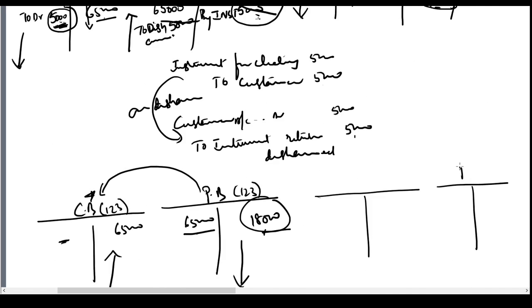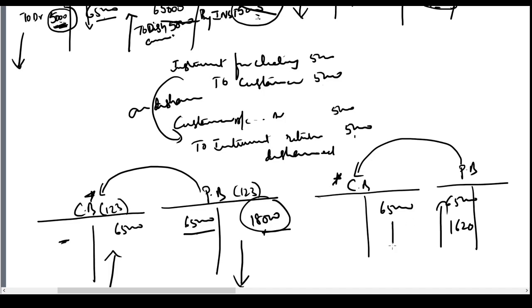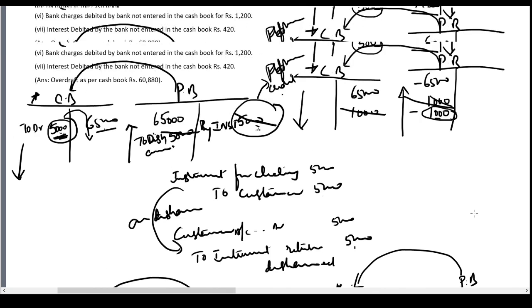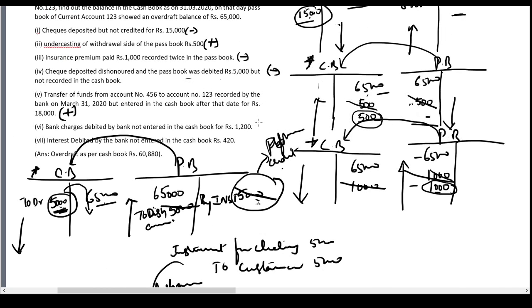So this is my passbook and this is my cash book. 65,000 here, 65,000 here. 1620 rupees has been debited in the passbook. Now what should be done to the passbook to make it equal to the cash book? Passbook balance is high, cash book balance is low. So what should be done to the passbook to make it equal to the cash book? This 1620 item should be subtracted. So this item and this item will be subtracted.